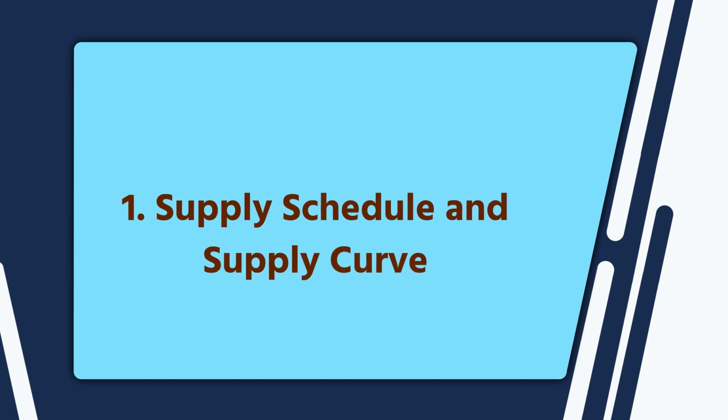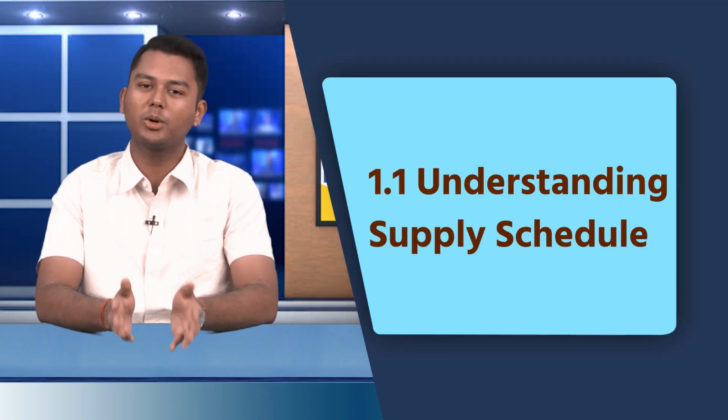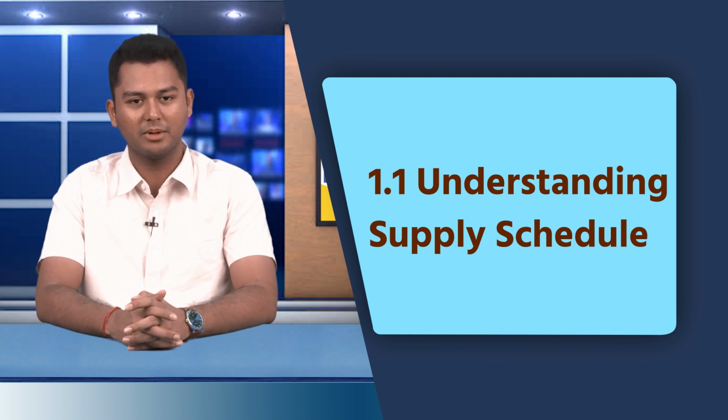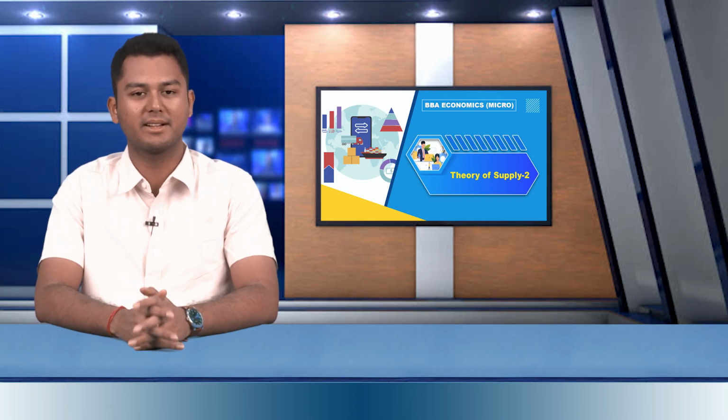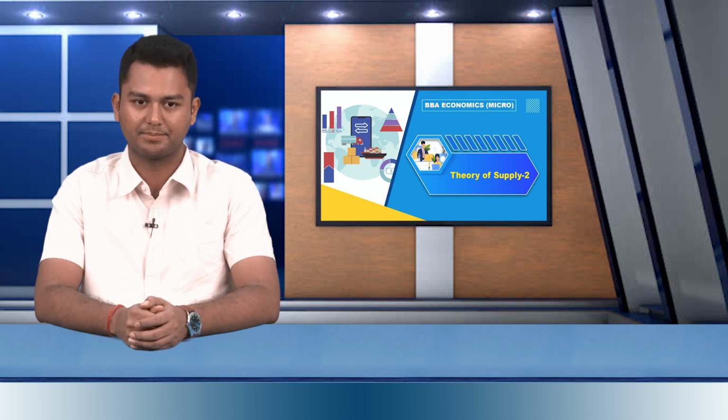Let us start with the first topic of this session, that is supply schedule and supply curve. Let us start with a brief understanding of what we mean by a supply schedule. So a supply schedule is a table showing the relationship between price and quantity supplied, holding other factors constant. It provides a systematic way to analyze how supply responds to price changes across a range of possible prices.